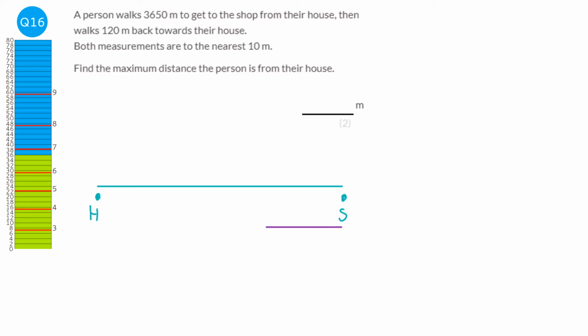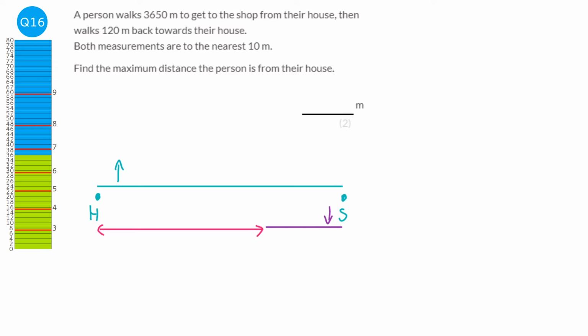And we're looking to see the maximum distance the person is from their house. So we're looking to maximize this distance here. So we want this distance to be the biggest it can be. So we can see that we want to maximize this distance here, so that the shop is a long way away. And we want to minimize this distance here because we don't want them to have made that much distance towards their house, because we want to maximize that distance.